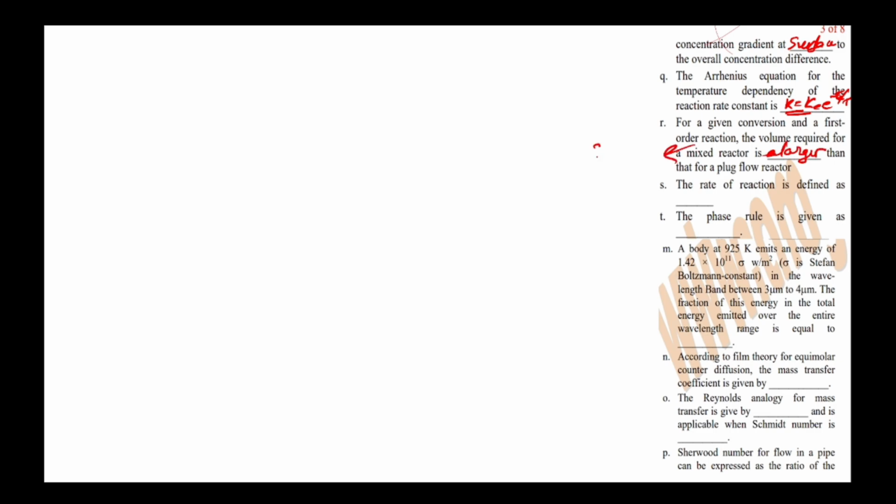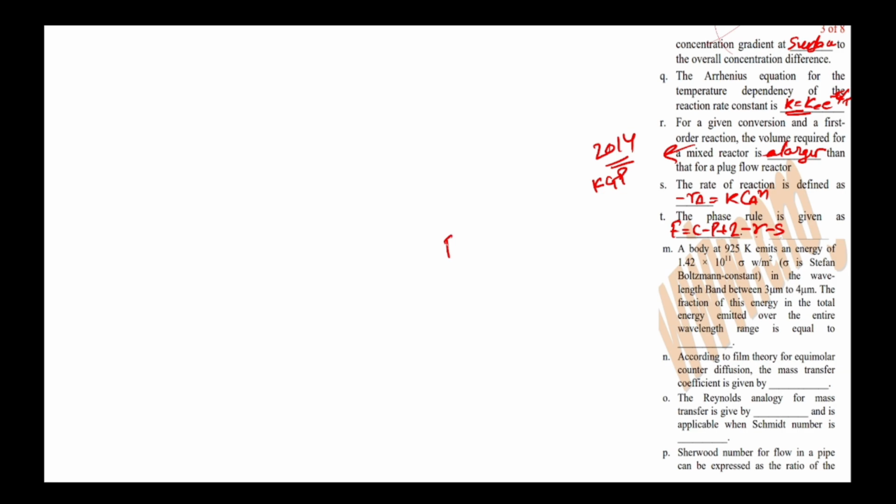This question was asked in GATE 2014, IIT Kharagpur. The rate of a reaction is defined as minus rA is equal to k CA to the power n, where n is the order. The phase rule is given as F is equal to C minus P plus 2 minus R minus S, where C is component, P is phase, 2 is for temperature and pressure, R is for reaction, S is for special environment like vacuum.